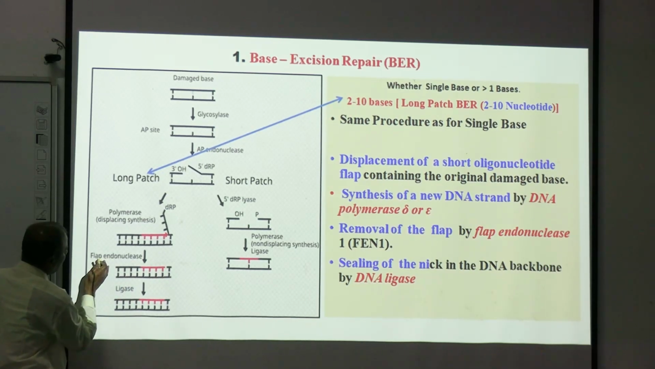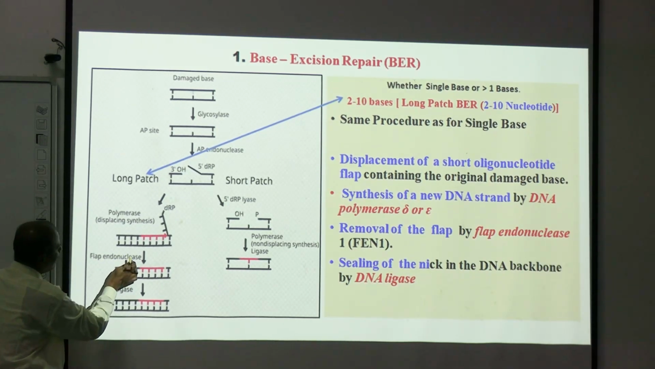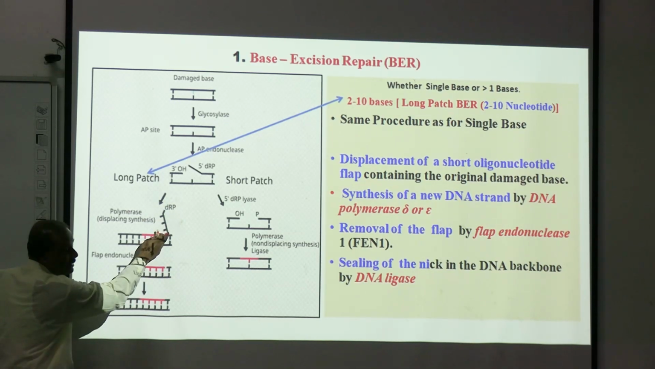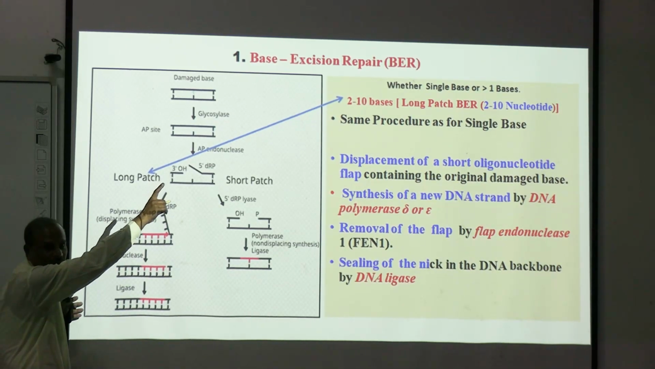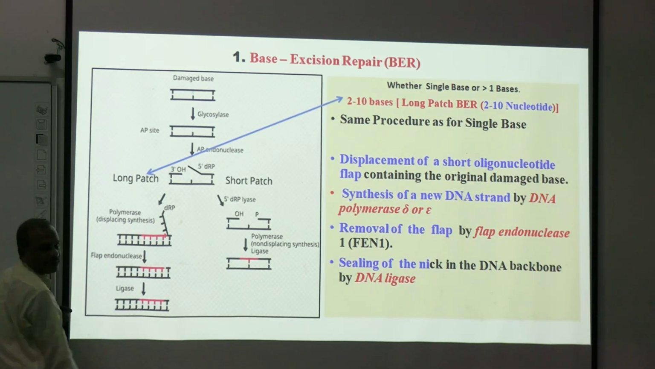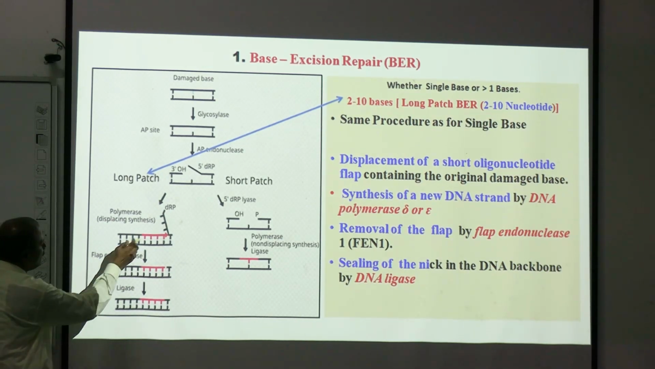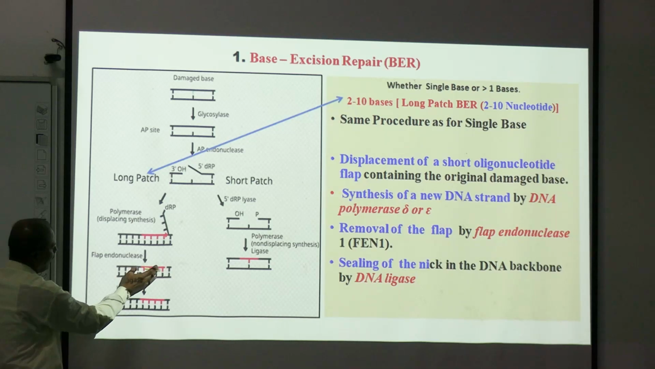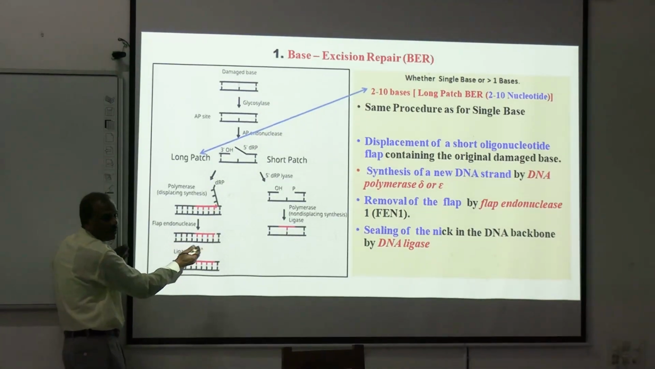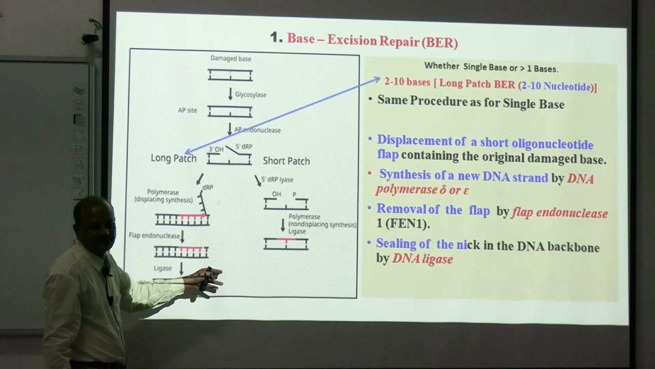Then flap endonuclease will remove the defective flap. This flap is defective because 2 to 10 nucleotides are defective. That is the reason a flap is created. So flap endonuclease will clip that flap, and then the rest of the proteins will synthesize these nucleotides, and they will be joined by DNA ligase.